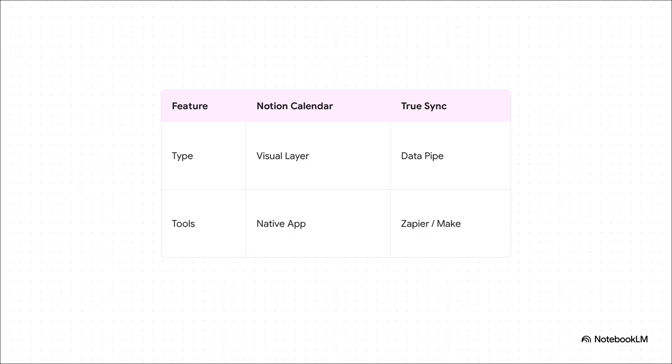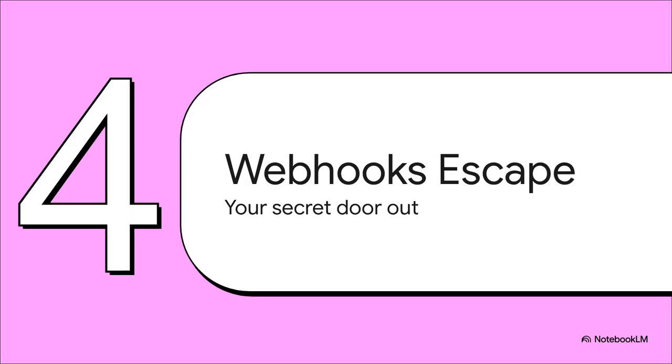You really have to understand the difference between a visual layer and an actual data pipe. Now, the standalone Notion Calendar app is fantastic, but it's just a visual display. It lets you view your meetings right alongside your Notion data, but those calendar events do not become editable, automatable rows inside your workspace. If you want true database sync, you absolutely need third-party tools like Zapier or Make to actually move that data.